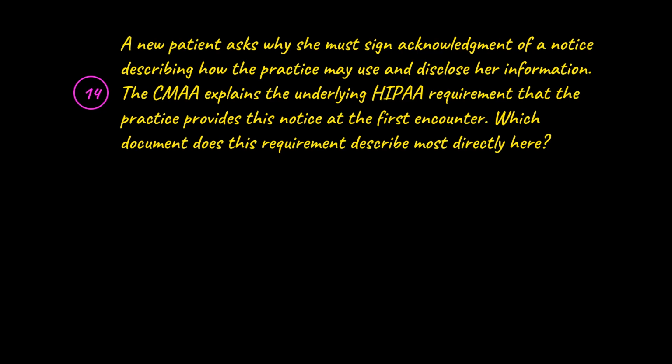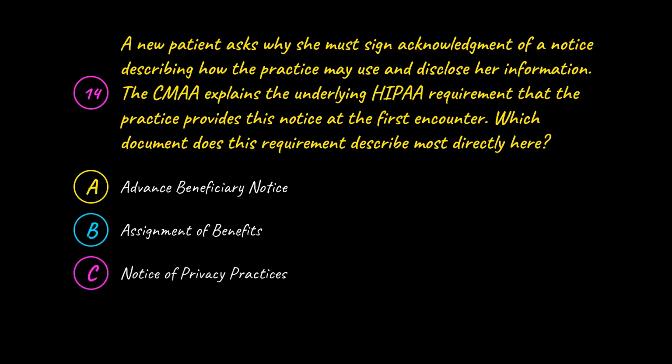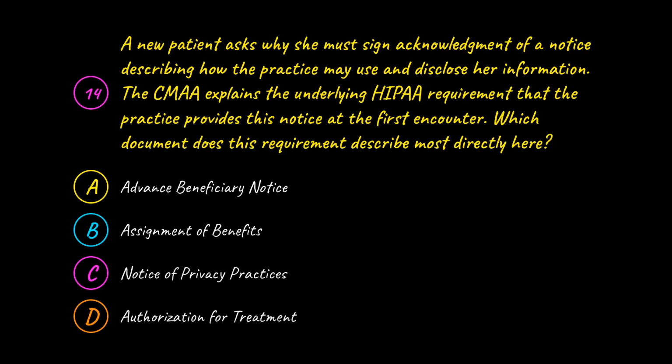Your options are A. Advance Beneficiary Notice, B. Assignment of Benefits, C. Notice of Privacy Practices, D. Authorization for Treatment. Which would you go with? Lock it in before the reveal.